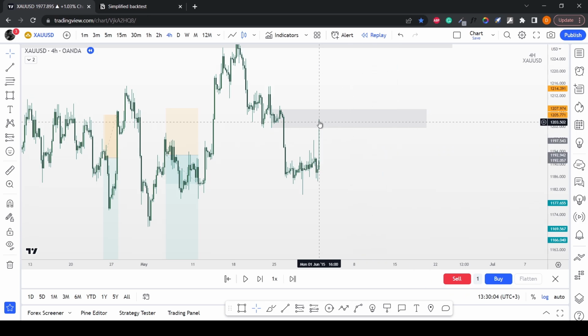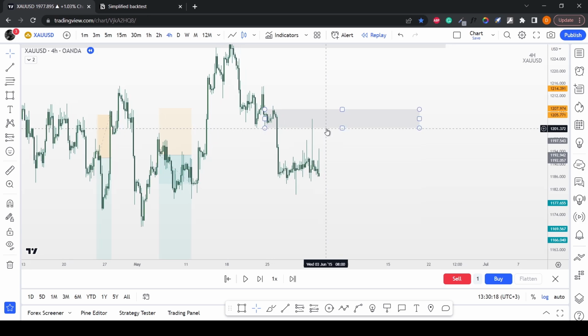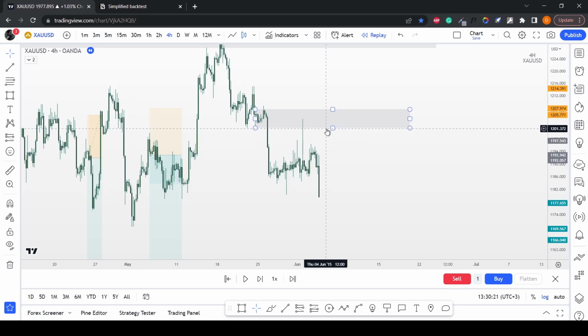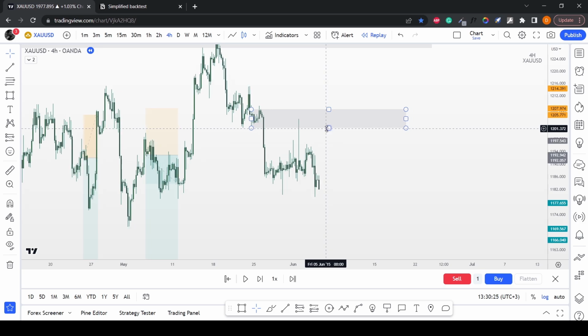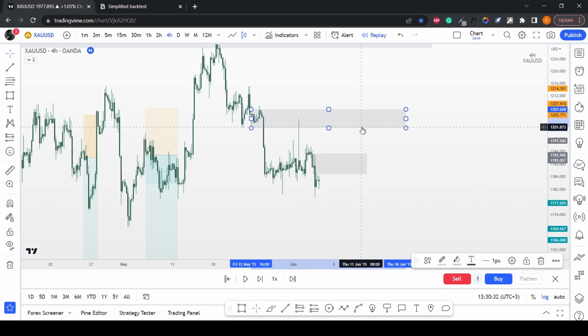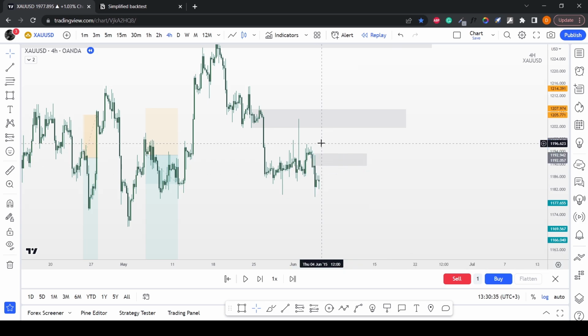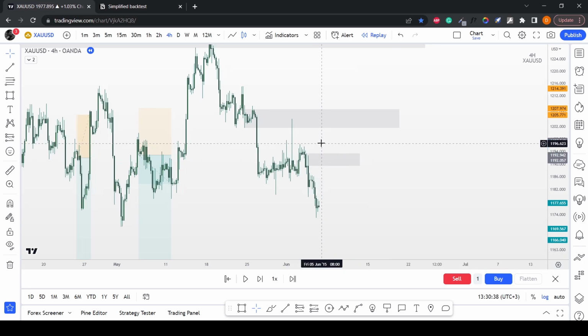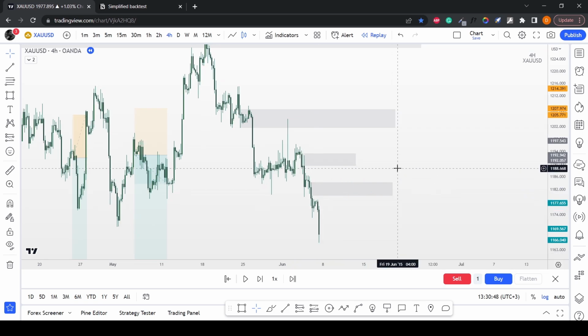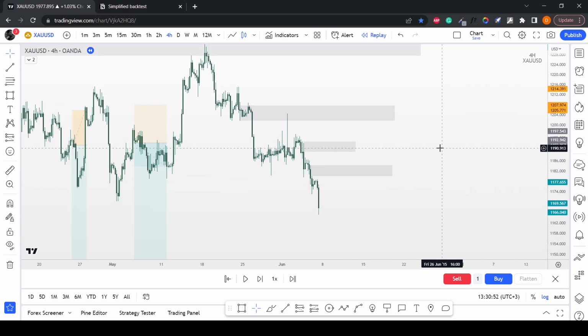Okay, great. Oh, nice. Can't do anything with it. The wick is too big. If I enter here, there will be no protection, so we'll just wait for the next price action to develop. Yeah, starting to fall from here.